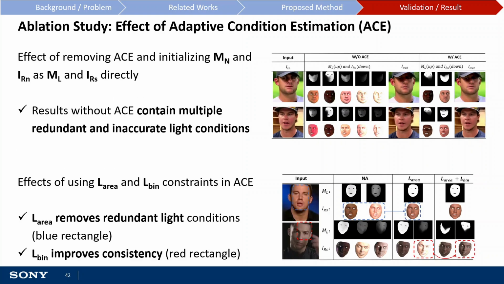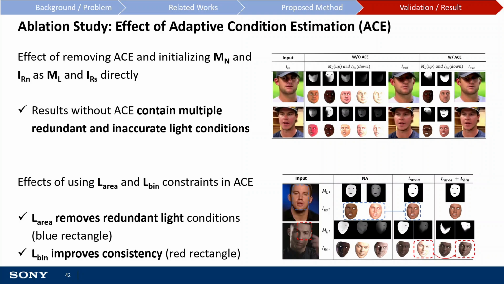Authors study the effect of removing adaptive condition estimation, or ACE, by initializing MN and IRN as MI and IRS directly. As shown in the figure on the right, we observe that the rendered results I out are almost the same, while the results optimized without ACE contain multiple redundant and inaccurate light conditions in MI. It confirms that ACE can help remove these unnecessary light conditions and keep effective ones.